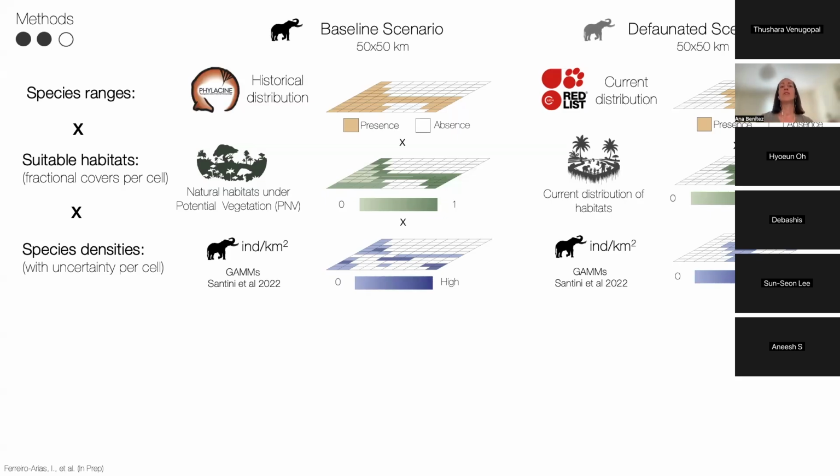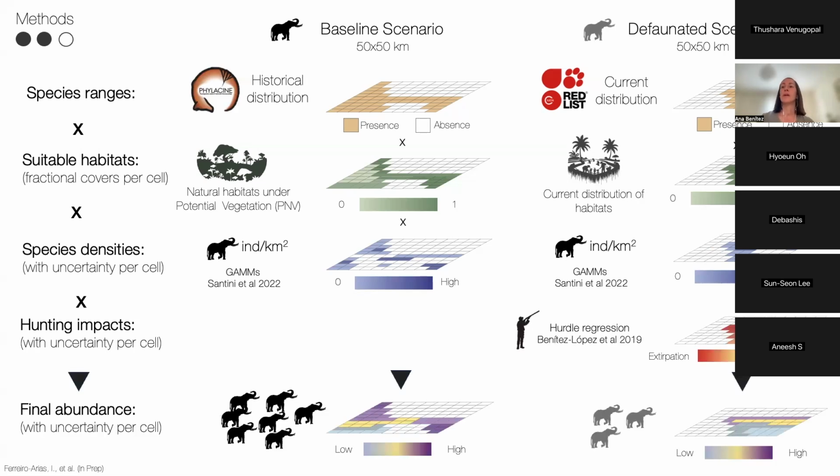And then we use another set of models from another collaborator I have, which model population densities and predict population densities across the ranges. So we can have an idea of how population density changes in a baseline scenario with no habitat conversion, and in a defaunation scenario where there's been habitat conversion. And here we included in the defaunation scenario the hunting pressure models to account for overexploitation as well.